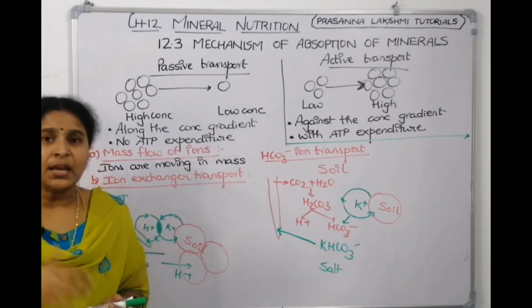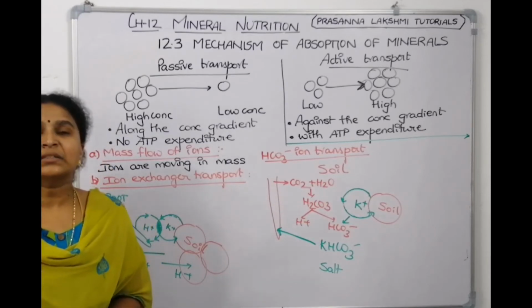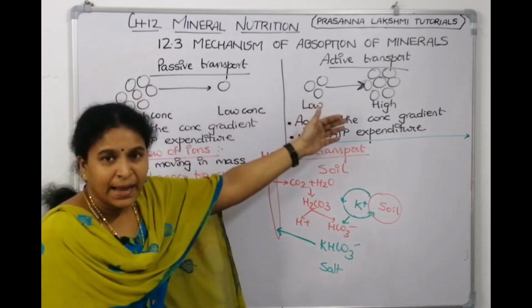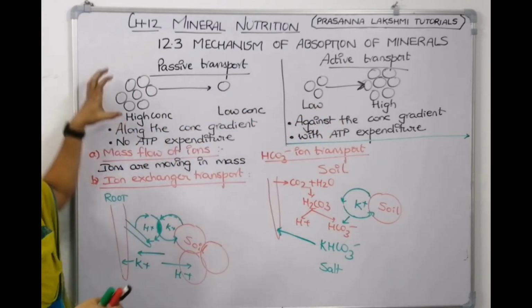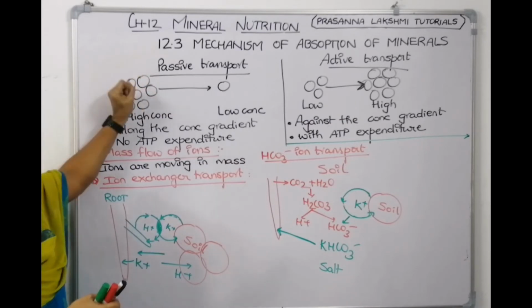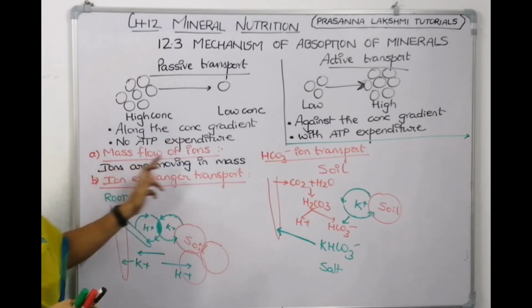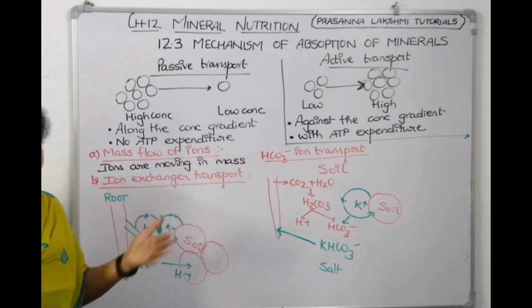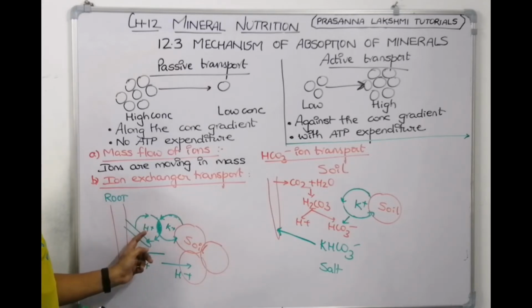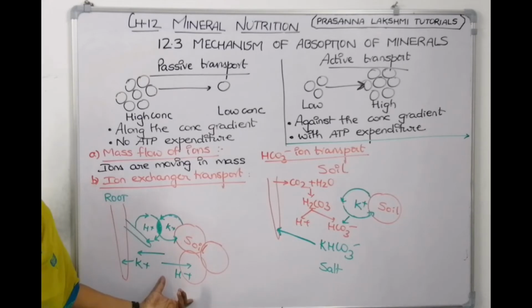So we are just checking in how many ways the plant is taking the minerals. One way we told passive, another way we told active. In passive, if the particles are going like masses, 1, 2, 3, 4, 5, 6, 7, like this, then that is called mass flow movement of ions. If they are exchanging, soil has K plus, root has H plus, so H plus going to the soil, K plus coming to the root, it is called ion exchange mechanism.